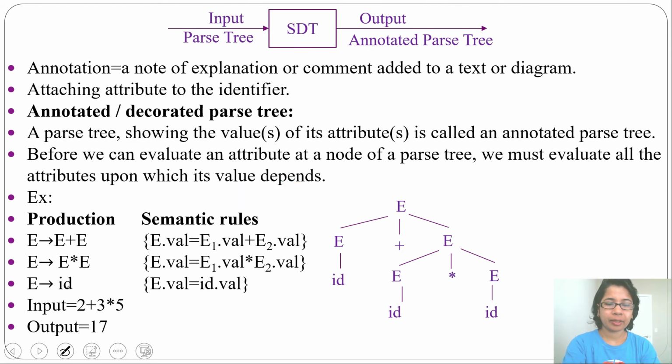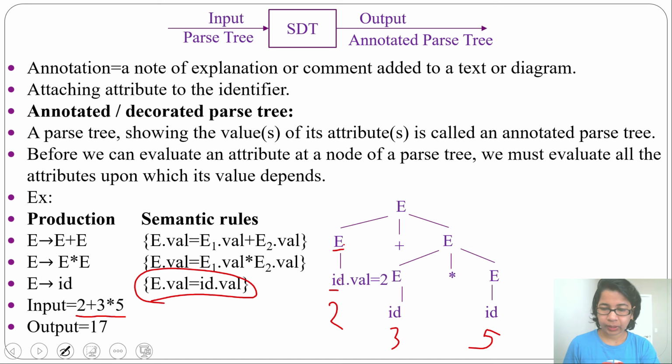What input is given? The input given is 2 plus 3 multiplication 5. So this id should be 2, this id should be 3, this id should be 5. So id.val will be assigned as 2 and this value will move to E.val. As it is written here, E.val equals id.val, and whenever you are doing the reduction, at that time you can pass the value. So here from id we are reducing to E. So E.val will be 2. This red arrow mark is for the dependency graph. E.val is dependent on id.val, and that is shown by this arrow mark.